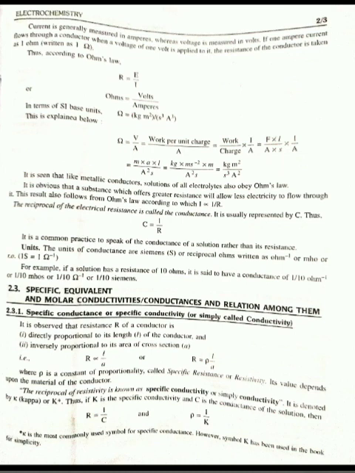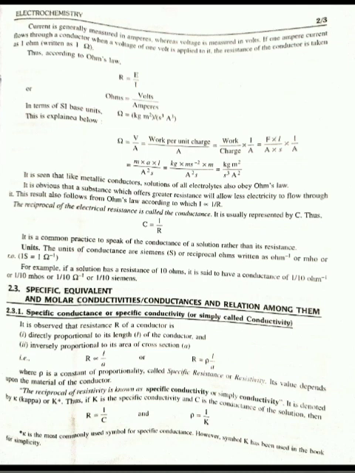If 1 ampere current flows through a conductor when a voltage of 1 volt is applied to it, the resistance of the conductor is taken as 1 ohm, written as 1 Ω. Thus, according to Ohm's law, R is equal to E upon I, or ohms is equal to volts upon amperes. In terms of SI base units, ohm is equal to kg m² s⁻³ A⁻².